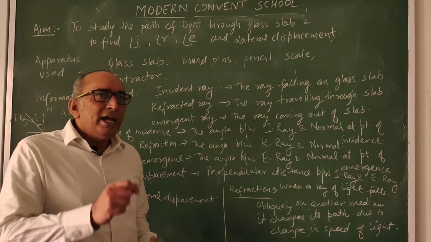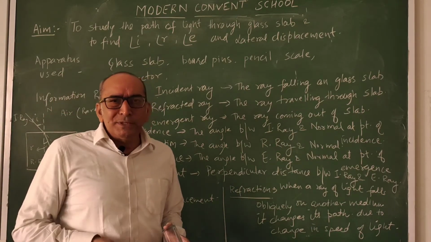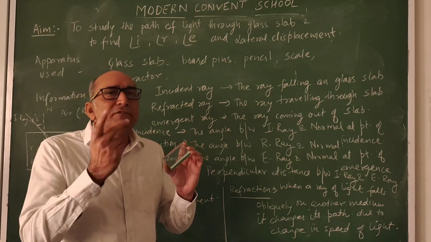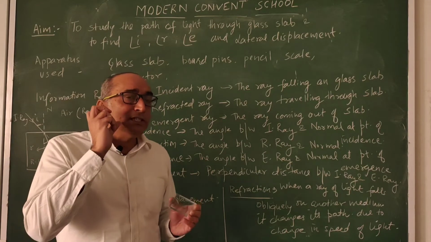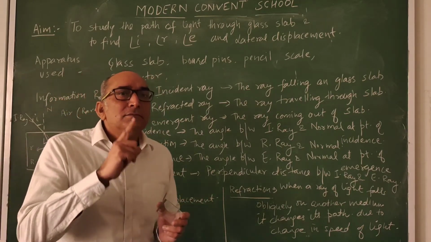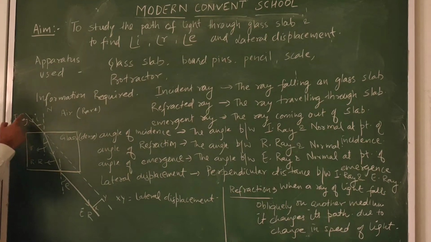Means when light is traveling in air, it has another value of speed. When it is passing through this slab, it has different speed. And due to this difference in speeds, the path of light changes. See in this diagram, this incident ray, it has changed its path along this line. Then again it is changing the path as there is change in medium.